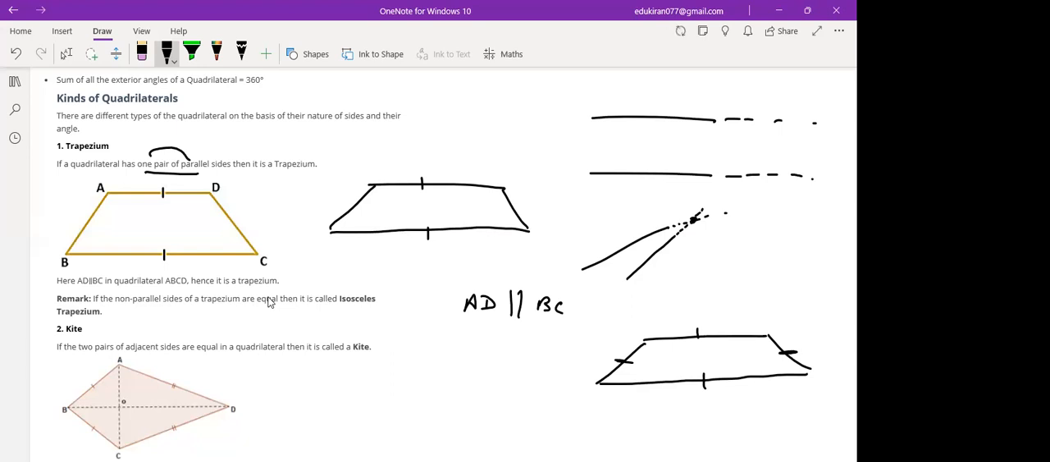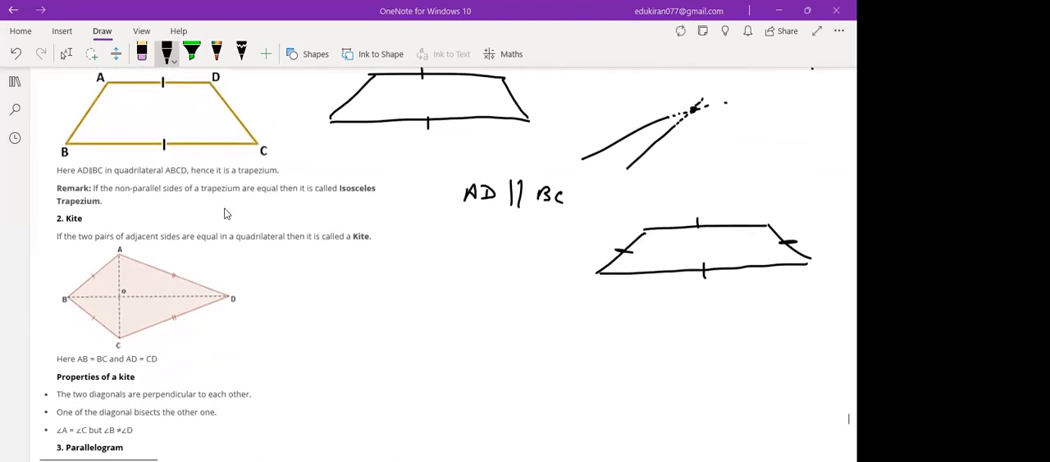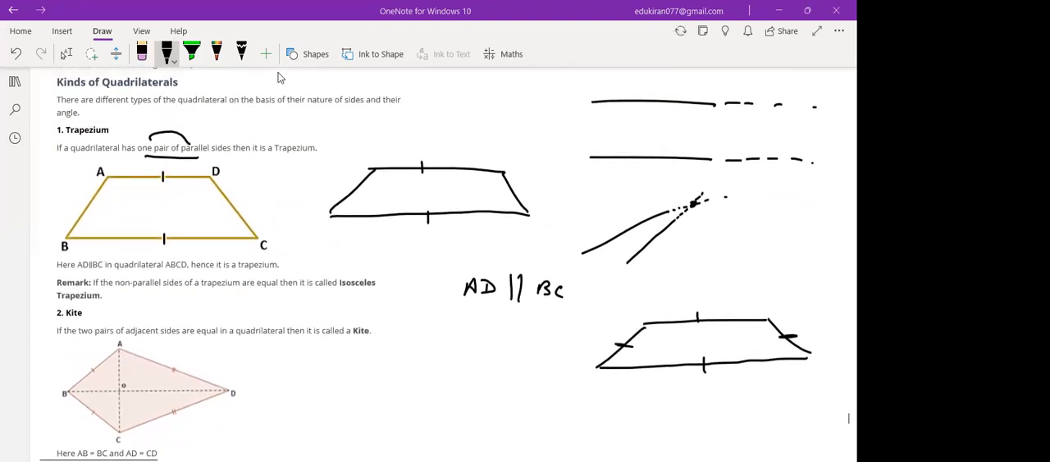One pair should be parallel. One pair of parallel sides should be there. Like this is the pair. Got it? Now, is it clear? Naisha, is it clear now? Yes, ma'am. Okay. Others, Gauri, Khadija, Sindhu, everybody clear? Yes, ma'am.